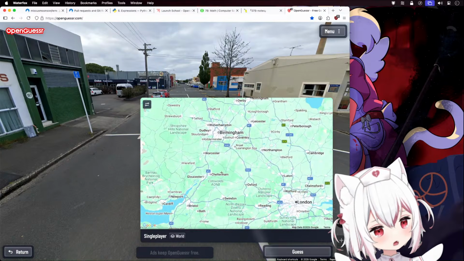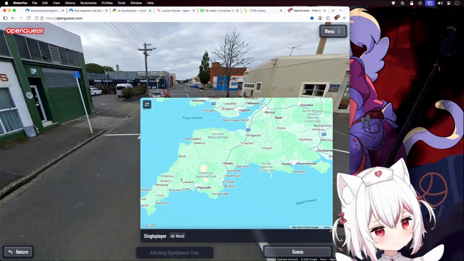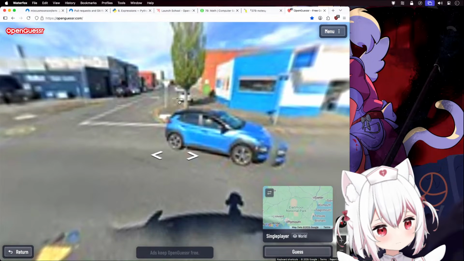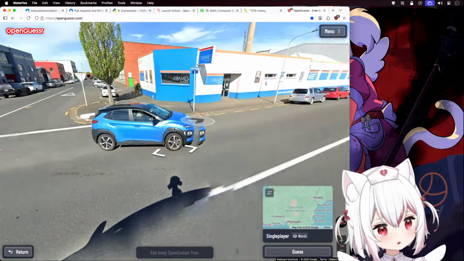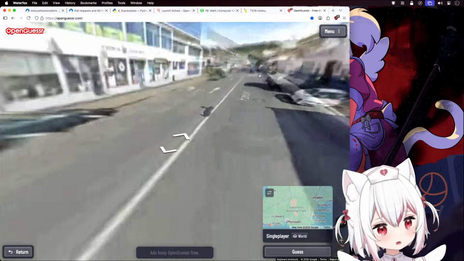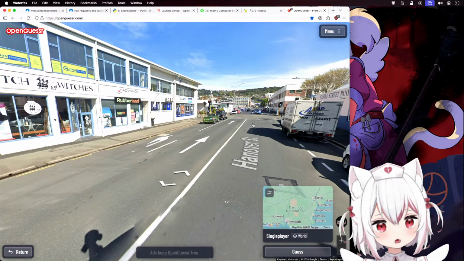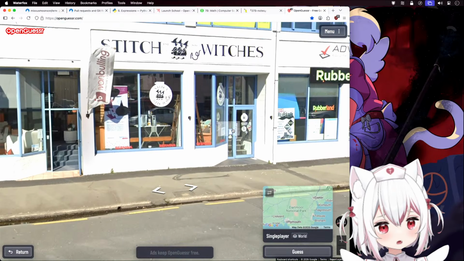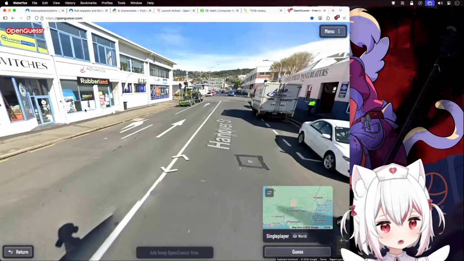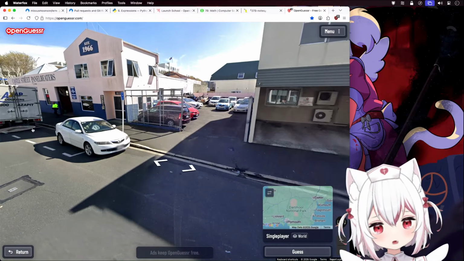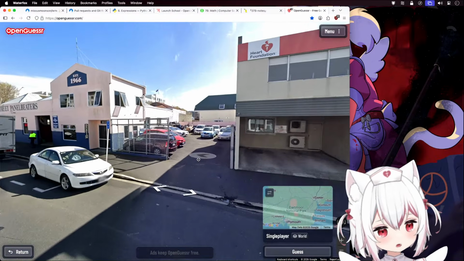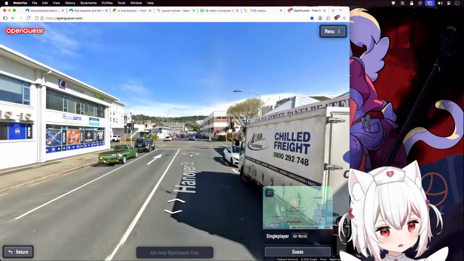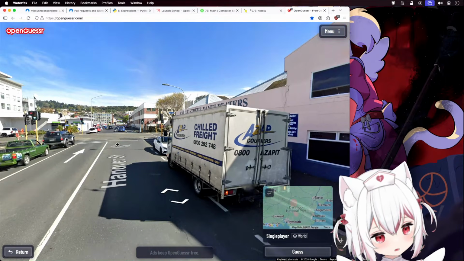It doesn't feel very Londony to me. Footwear. Rubberland. Stitch Witches. Bernina. Wow, this is just like going outside with less steps. Chilled Freight. Oh wait, it tells us here.